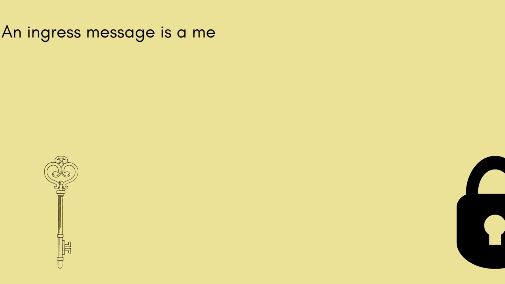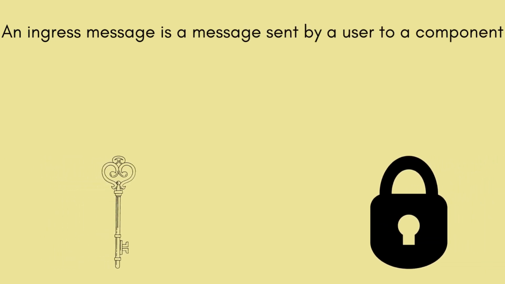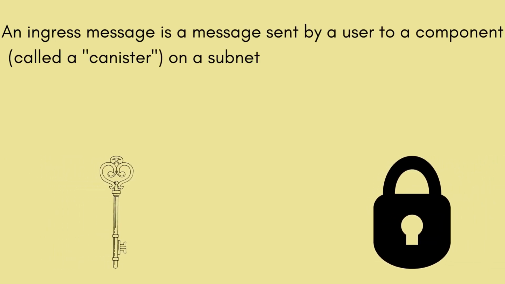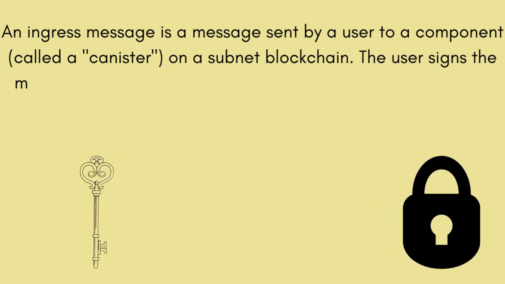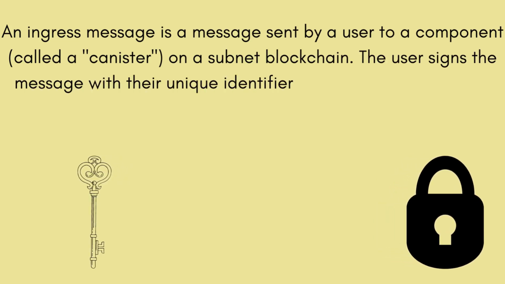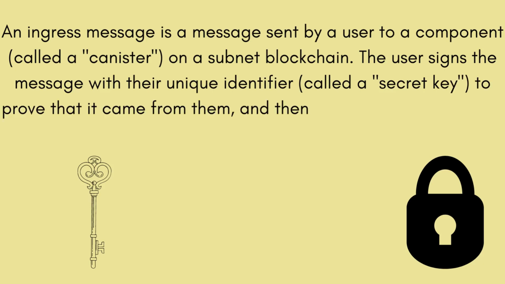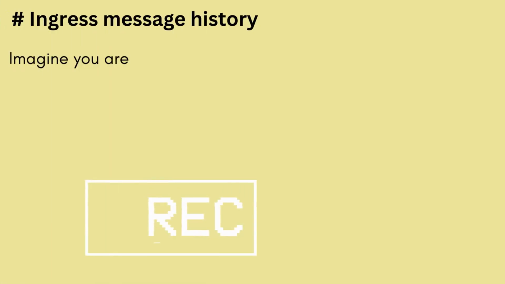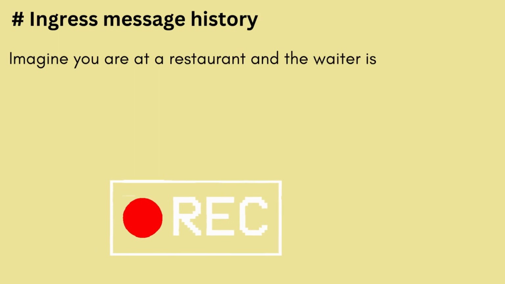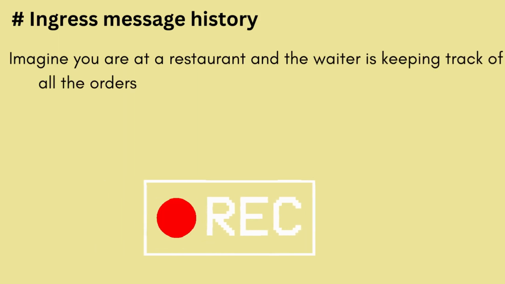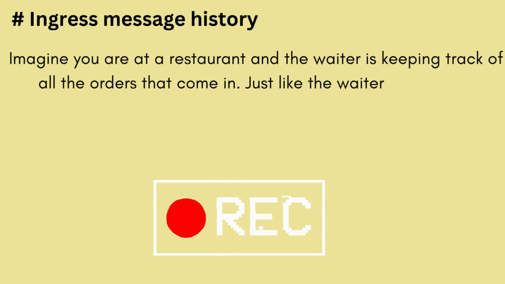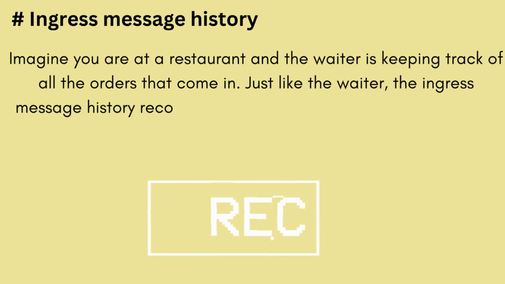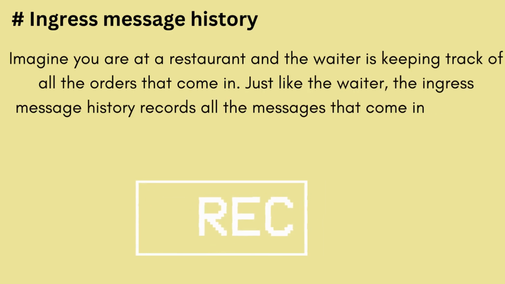An ingress message is a message sent by a user to a component, called a canister, on a subnet blockchain. The user signs the message with their unique identifier, called a secret key, to prove that it came from them, and then sends it to a copy of the subnet blockchain, known as a replica. Imagine you are at a restaurant and the waiter is keeping track of all the orders that come in. Just like the waiter, the ingress message history records all the messages that come in and their current status.